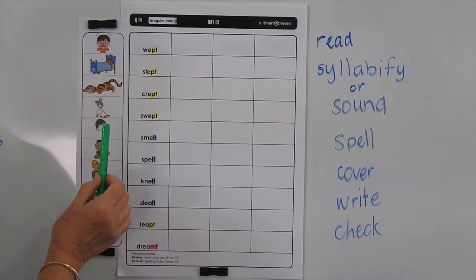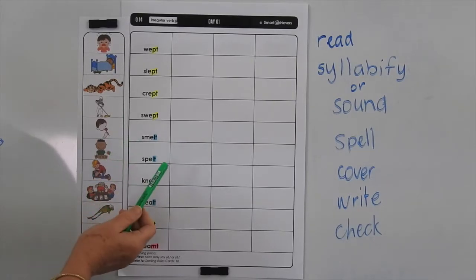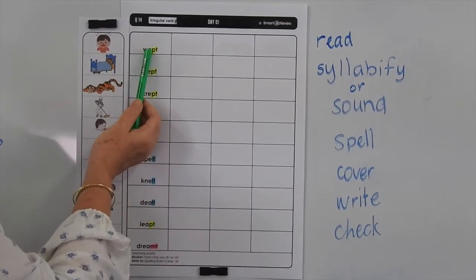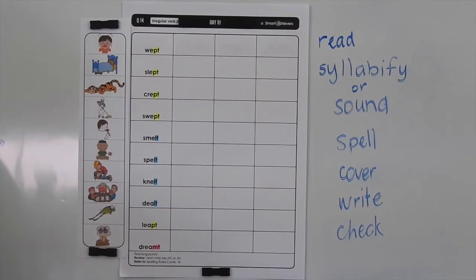Now this commonly happens with the long E sound. That's the most common way where we have irregular verbs. So just be aware of that. It's a good hint for the future.